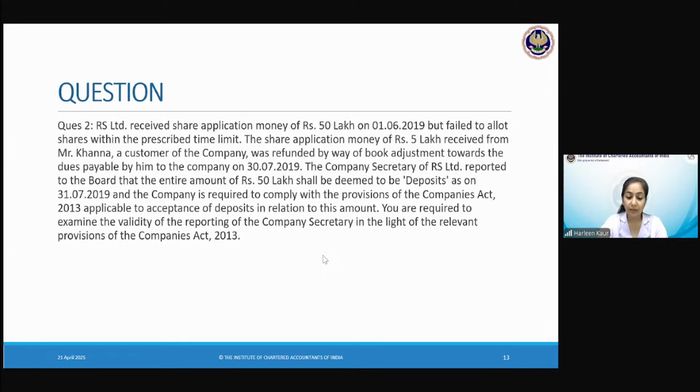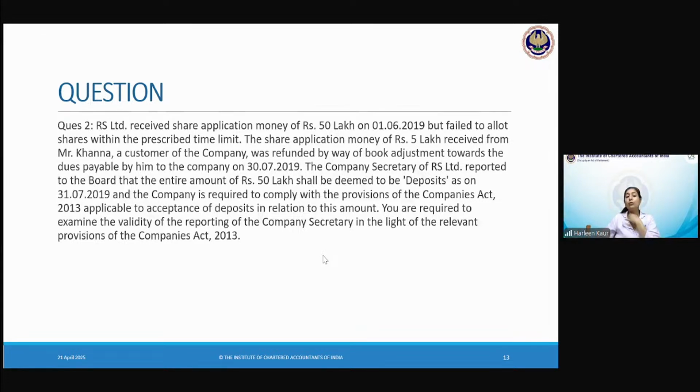Three answers I have received. Let me see how many of you have answered it correctly. It is a very simple question relating to share application money. But he failed to issue the share application money of 5 lakh received. Mr. Khanna, a customer of the company, was refunded by way of book adjustment.